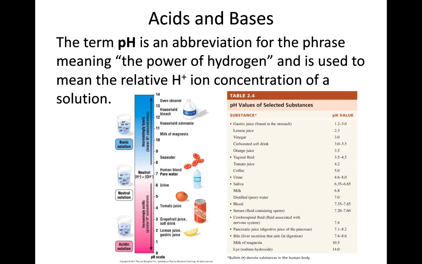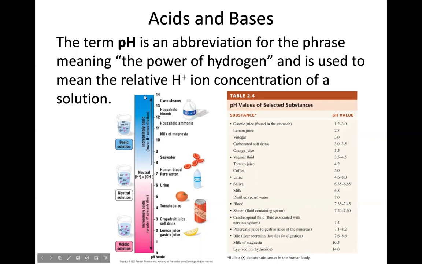pH refers to the power of hydrogen. That's an actual abbreviation, and that's why the letter H there is capitalized, because the chemical formula or abbreviation for hydrogen is one capital letter H. Okay. This is used to mean the relative hydrogen ion concentration of a solution. It's a very complicated logarithmic scale that you can do calculations on, but not something I'm going to ask you to know. The simplified version is just what's illustrated here.